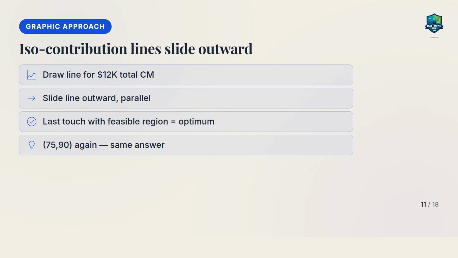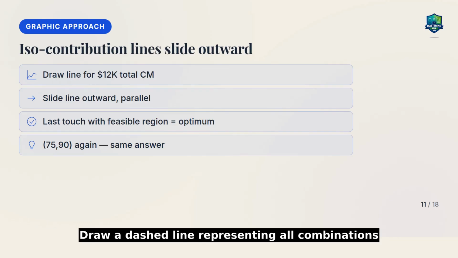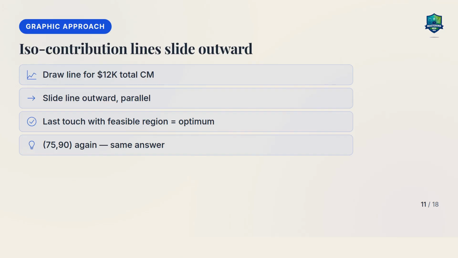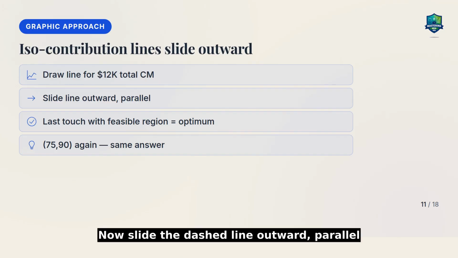Graphic approach. Draw a dashed line representing all combinations that yield the same total contribution margin, say $12,000. The line goes from S equals 50, B equals 0 to S equals 0, B equals 32. Now slide the dashed line outward parallel to itself.